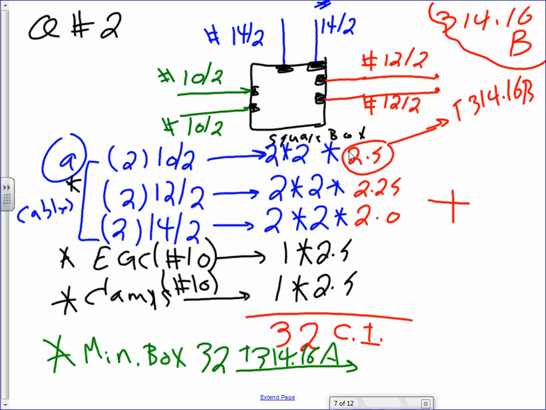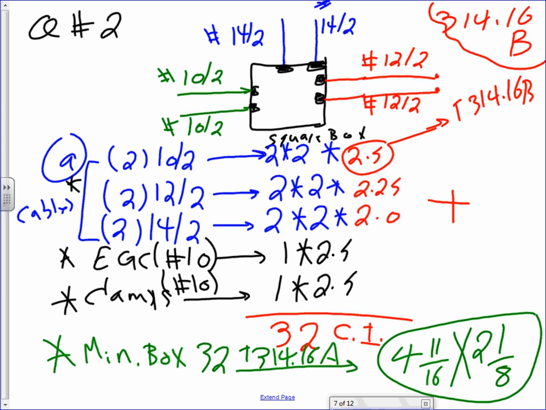Okay. So for 32 cubic inches, guys, table 314.16A will get you the size of a box. Here's the size of the box: 4 and 11/16 by 2 and 1/8. That's the size of my box from this table. Any comments, guys? Any questions? Very easy, straightforward, no gimmicks. Unlike the range calculation, where there's a lot of jumping around, this one is really two tables, and they're straightforward.